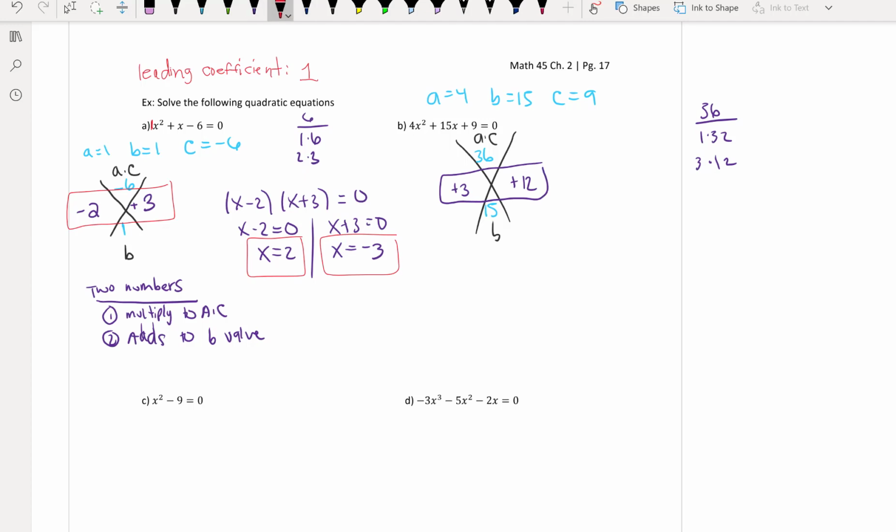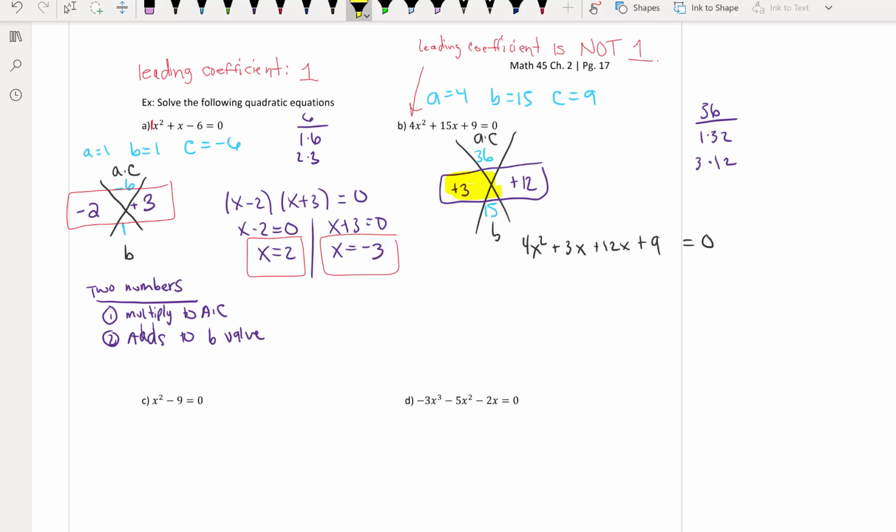And here you want to be careful, because the leading coefficient is not 1. So since the leading coefficient is not 1, then I am going to have to rewrite this equation and do a factor by grouping. So I'm going to rewrite it as 4x squared plus 3x plus 12x plus 9 equal to 0.